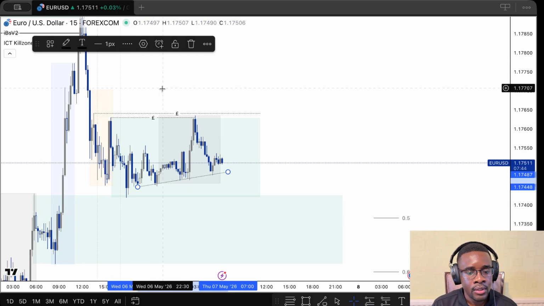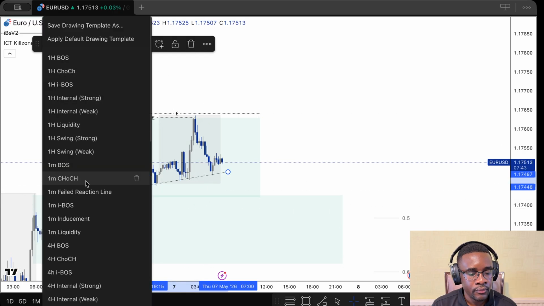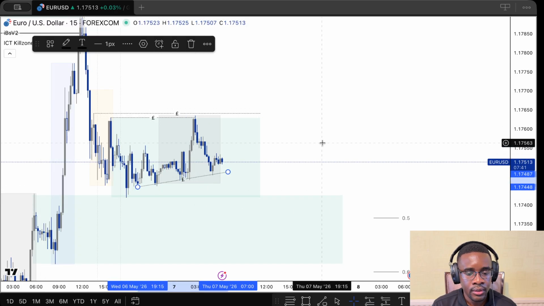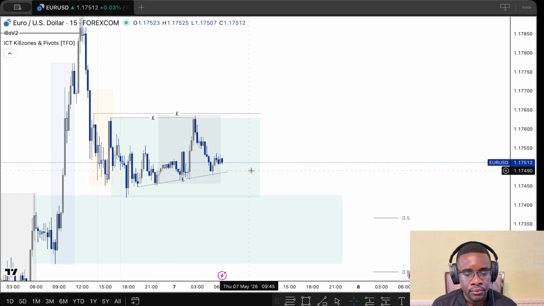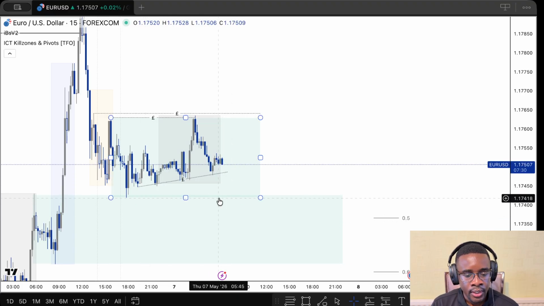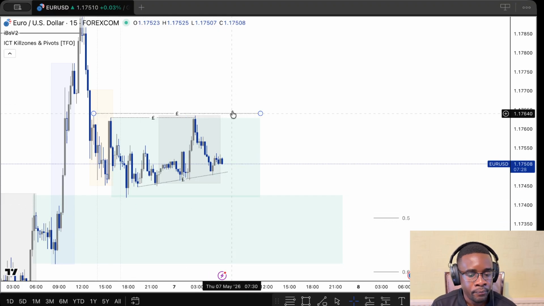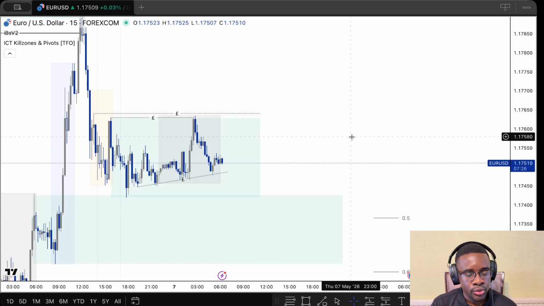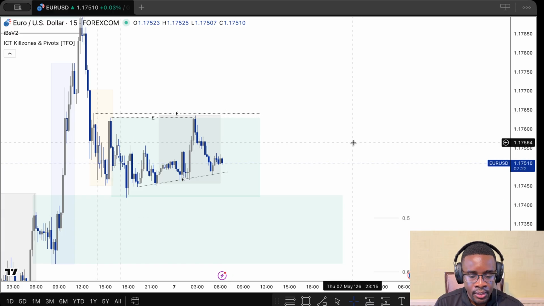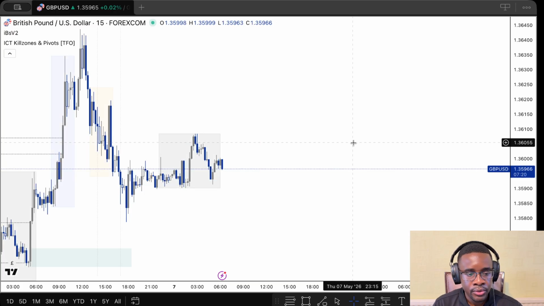Okay, so that is liquidity. Okay, we've had 1, 2, 3, 4, 5 touches at least. Okay, so price could very well continue to take out that liquidity, and then use that to continue the bullish trend. So that's what I'm seeing on Euro USD. Let's go to the pound, starting on the daily.